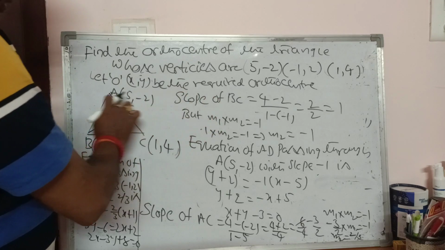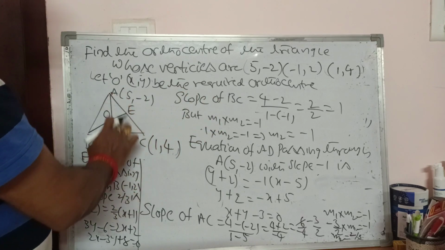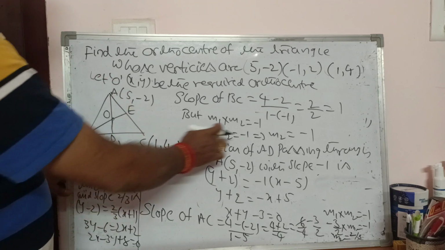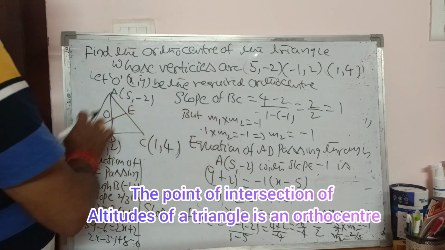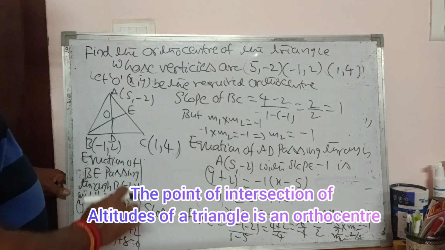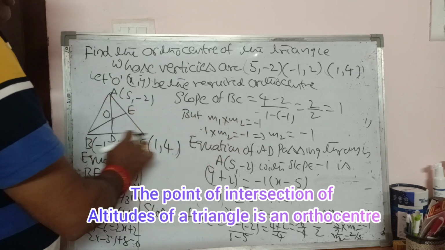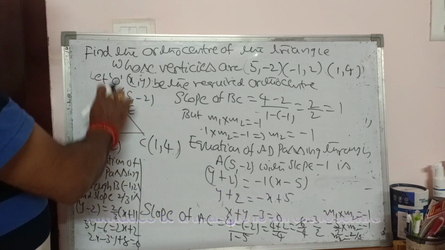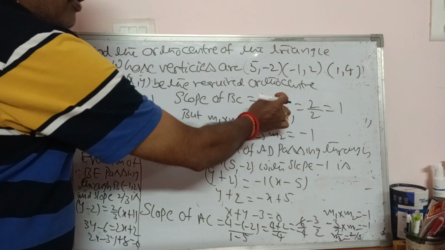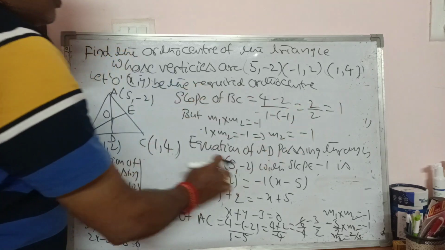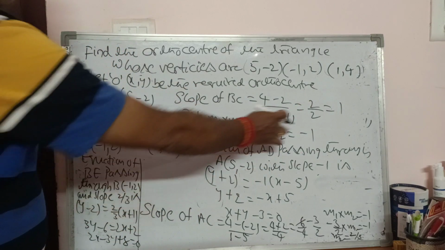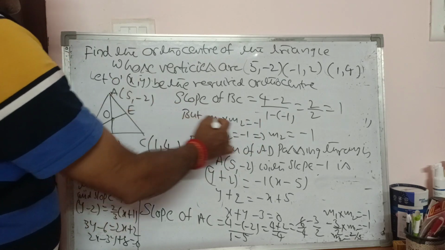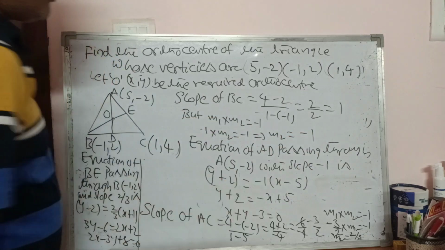So AD is perpendicular to BC. Therefore, the product of the slope of BC and the slope of AD is minus 1, because two lines are perpendicular when the product of the slopes is minus 1. Using that concept, we are finding the equation of AD. Slope of BC is equal to y2 minus y1 by x2 minus x1, 2 by 2 is equal to 1. Therefore, m1 is the slope of this line BC, m2 is the slope of the perpendicular line AD. So 1 into m2 is minus 1, m2 is equal to minus 1.